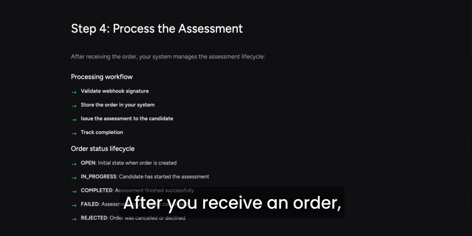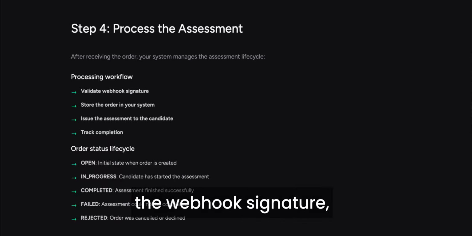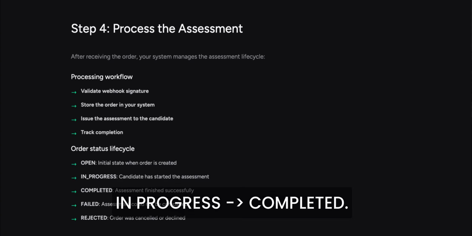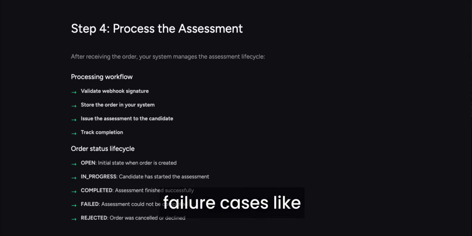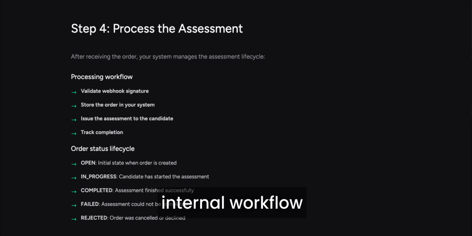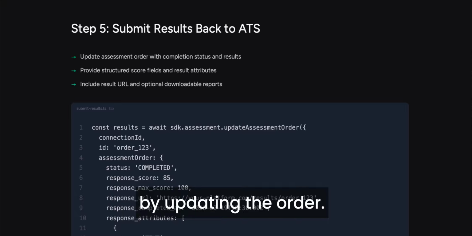After you receive an order, your job is to turn that into fulfillment. The standard flow is validate the webhook signature, store the order in your system, issue the assessment to the candidate, track progress, and move the order through its lifecycle. Order statuses typically move from open to in progress to completed. And you should also handle failure cases, like failed or rejected. The exact transitions can vary slightly by ATS, but you want your internal workflow to map cleanly onto that normalized lifecycle.